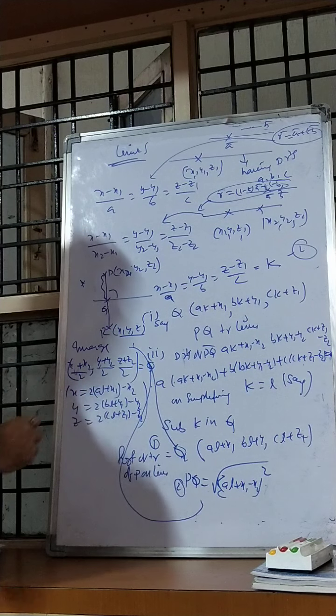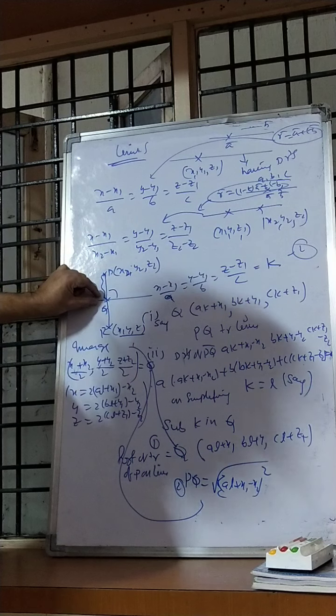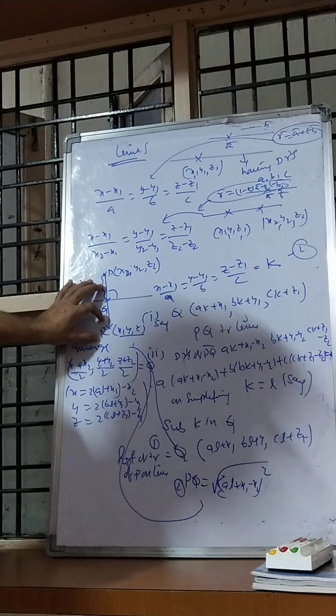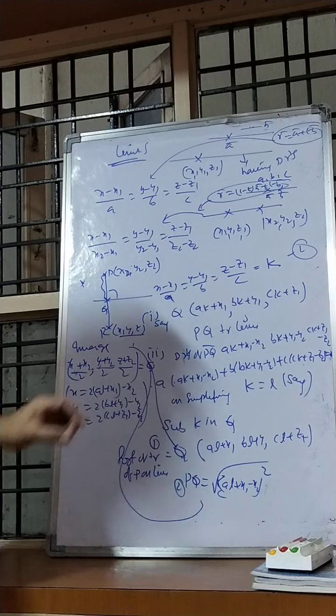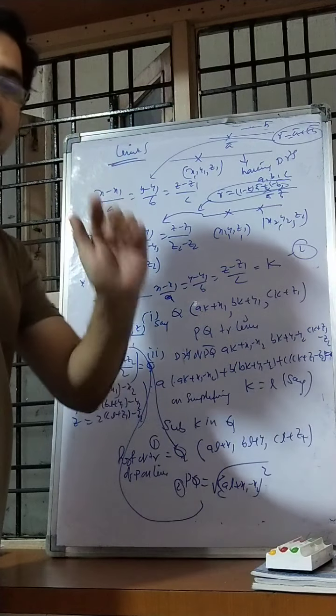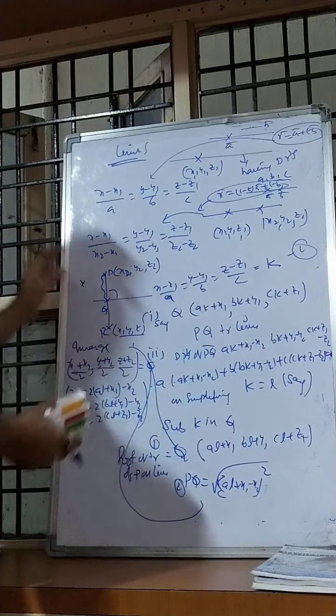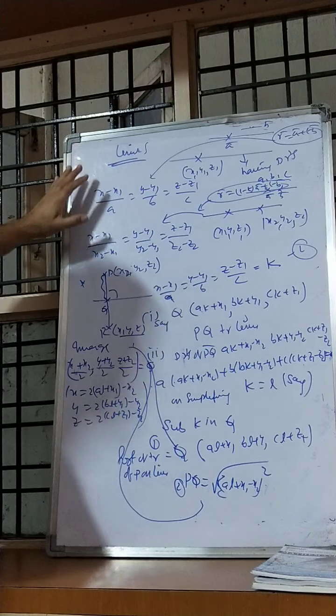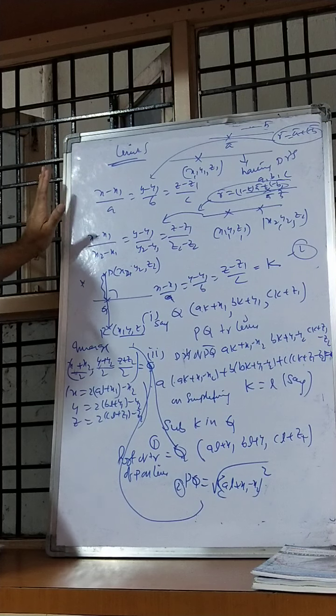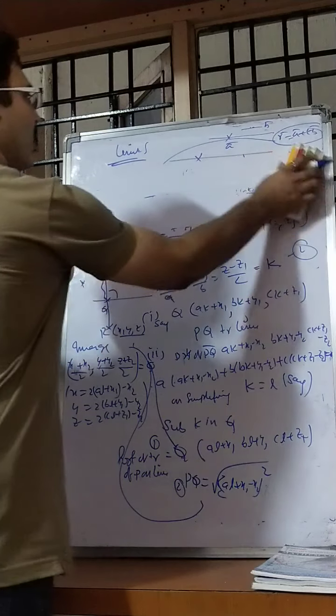You got it here, x, y, z. So we can find the foot of perpendicular, we can find the image, we can find the perpendicular distance, when one line is given. Right. Now I'll move on to the next.